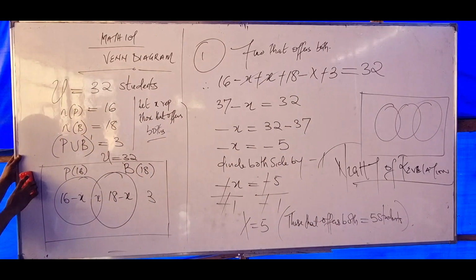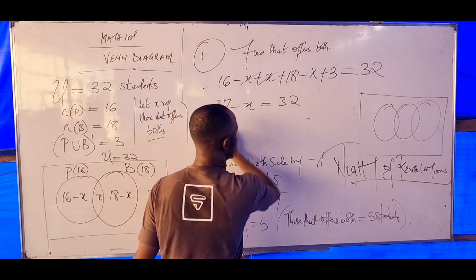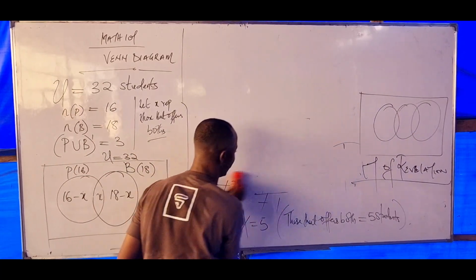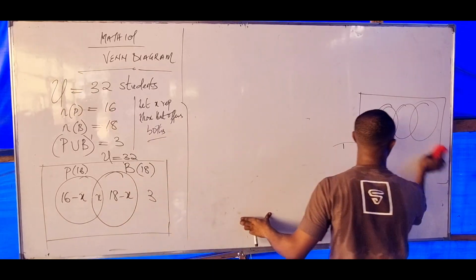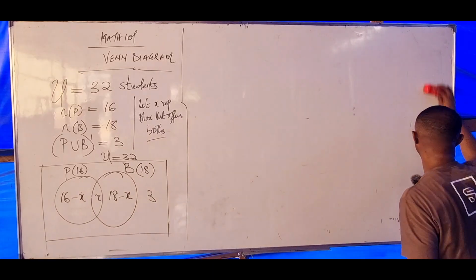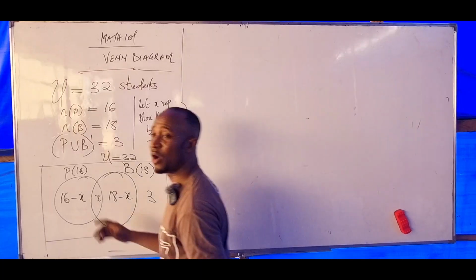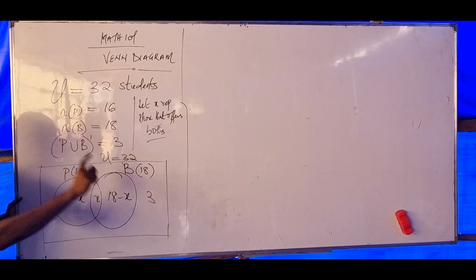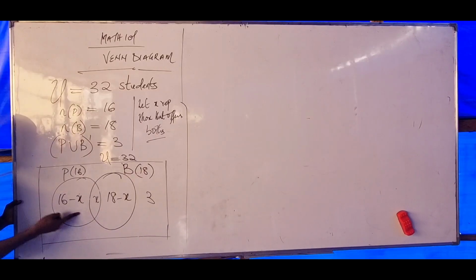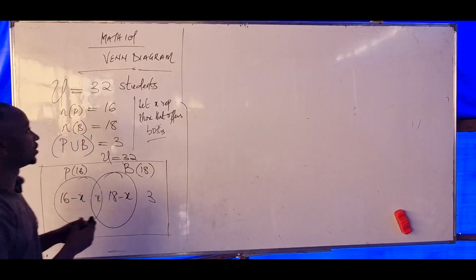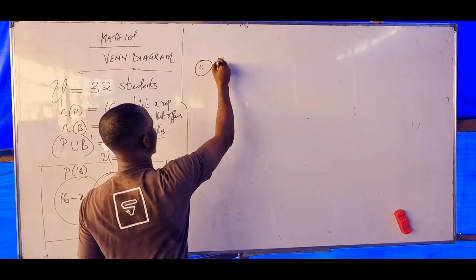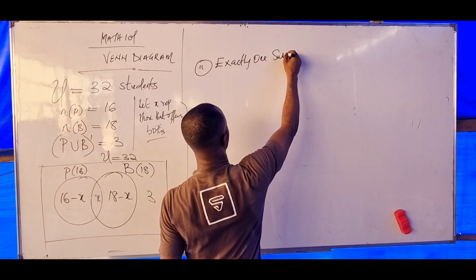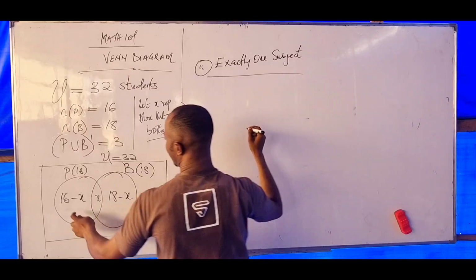What's the next question there? How many offer exactly one? Now I've already explained what exactly one means. That means those that offer only physics and only biology. Exactly one subject.